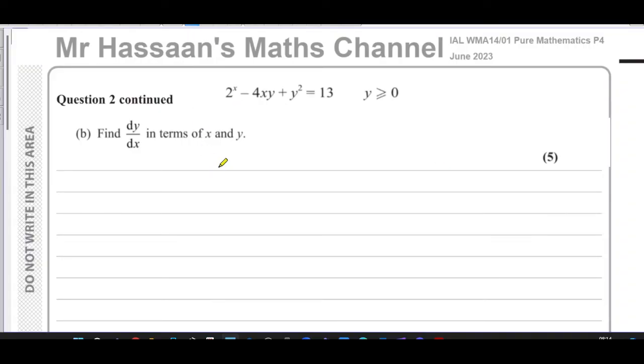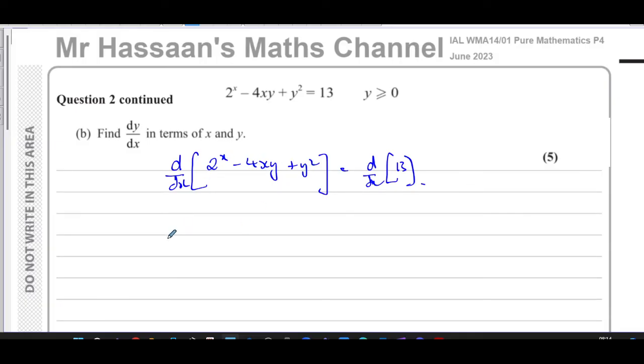So now I'm going to differentiate every term of this whole equation with respect to x. Again, this line, you don't really have to write it down. I'm just going through it. So we're differentiating the whole of this side with respect to x, which is 2 to the power of x minus 4xy plus y squared. And this side, we're also differentiating with respect to x. Basically we end up differentiating each term individually with respect to x.